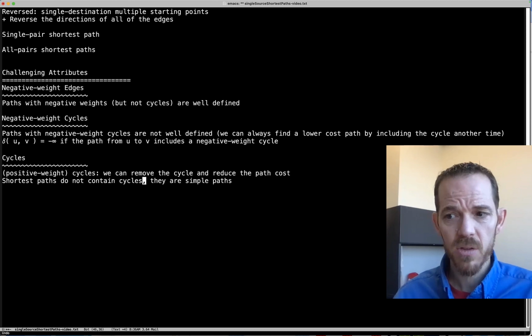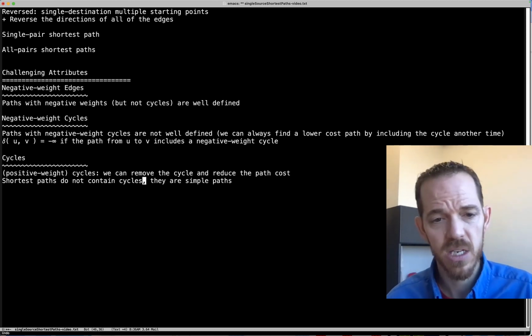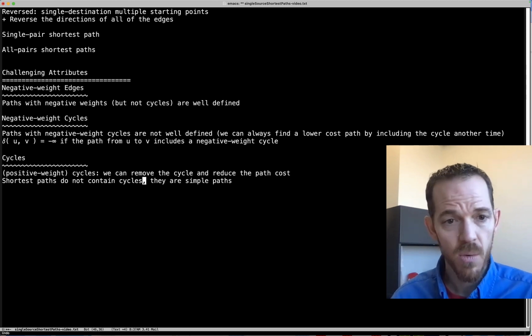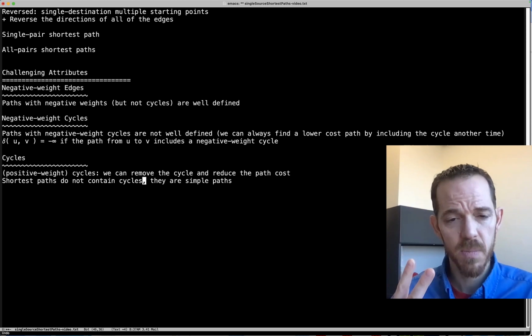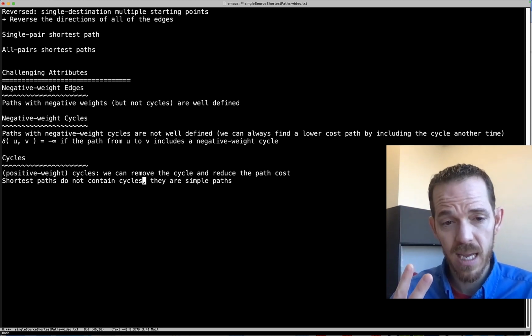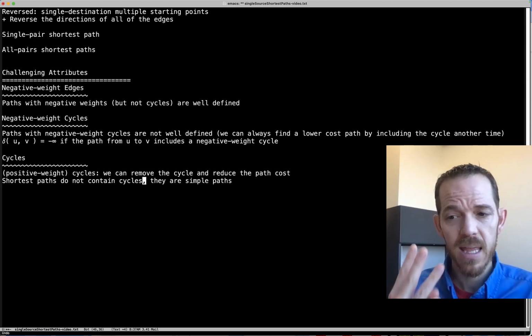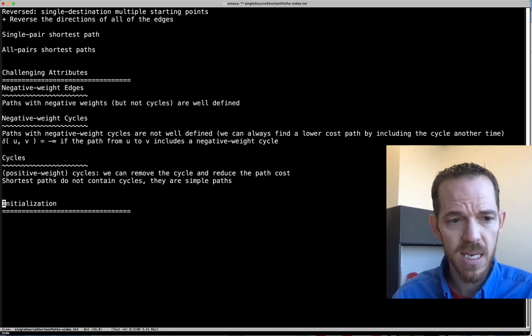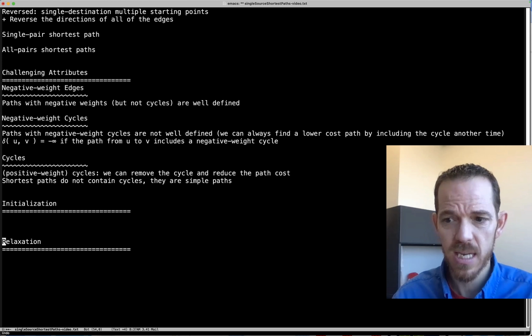Now let's talk about three algorithms to calculate single source shortest paths, or at least the background to them. We have Bellman-Ford, we have single source shortest paths in DAGs, or directed acyclic graphs, and then we have Dijkstra's. What's interesting is all three of these share the same initialization and relaxation step. Let's first talk about initialization.